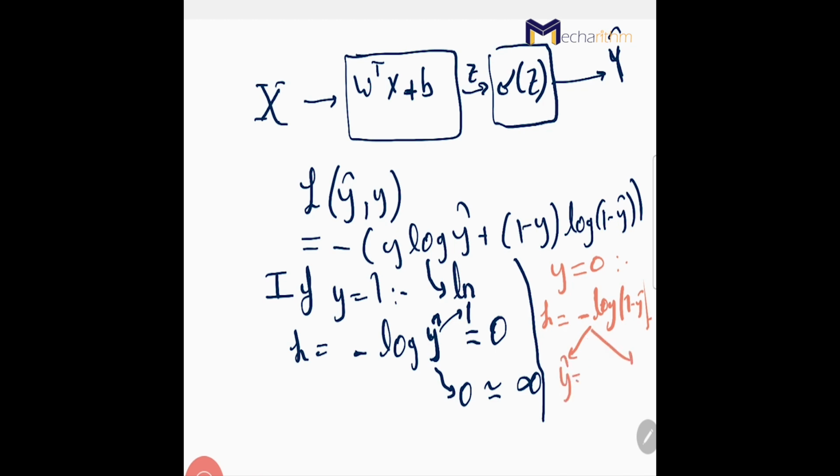So we'll have two options. Y cap is equal to 0, which means it matches the ideal case. So in this case, we get a loss that is equal to 0. Or y cap is very close to 1 or almost equal to 1. Then we get, again, a loss that approaches infinity.